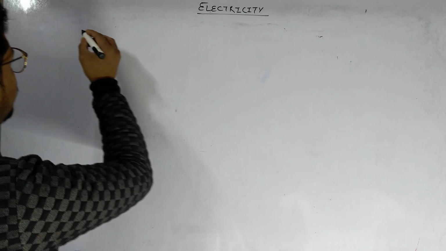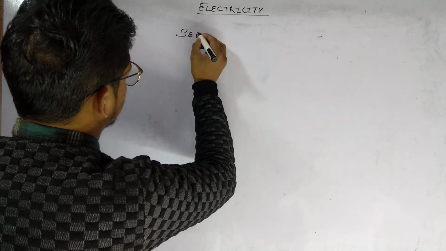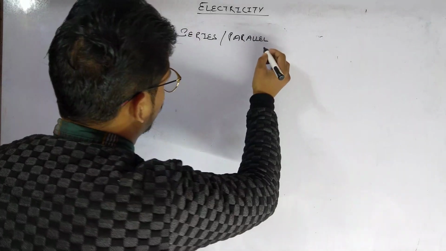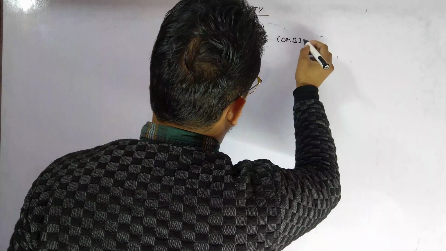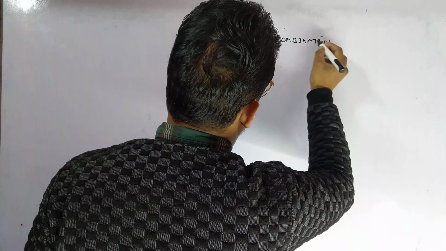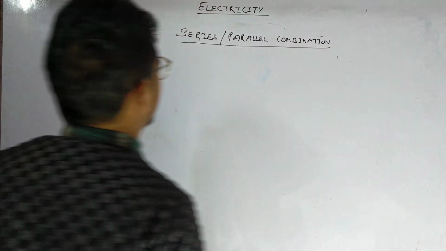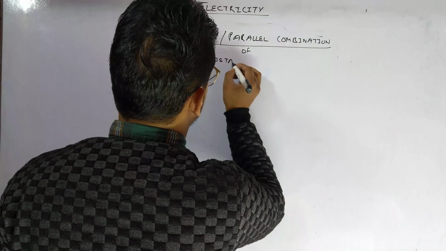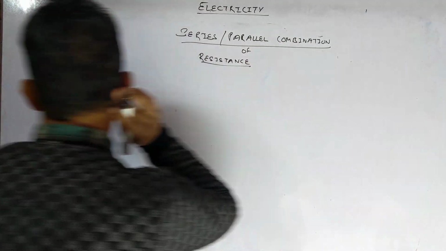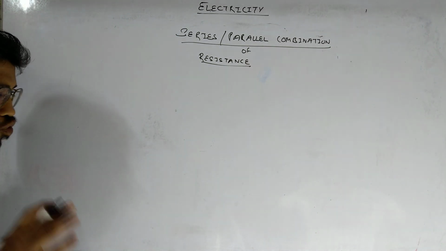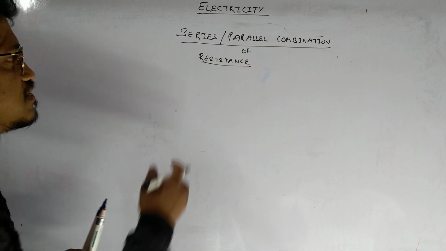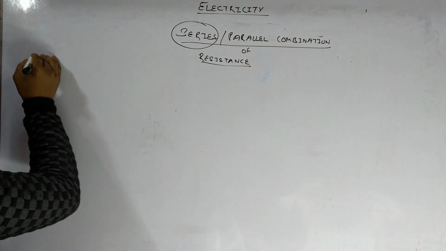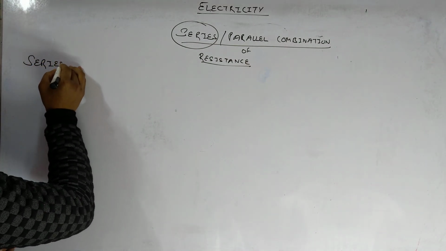So students, today we will talk about series and parallel combination of resistance. There are two methods of arranging resistances. One is series and one is parallel. Firstly we will discuss series, so we are going to discuss the series combination.